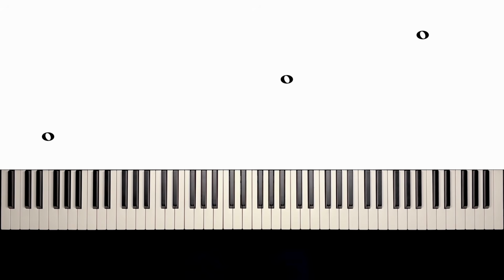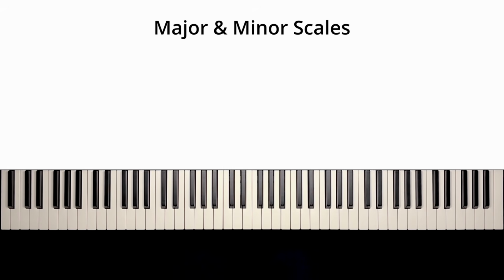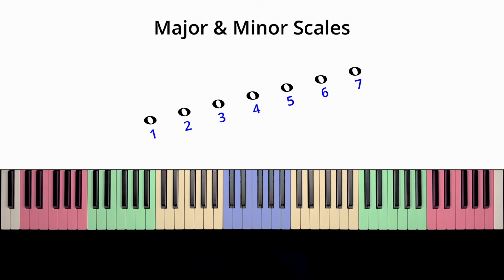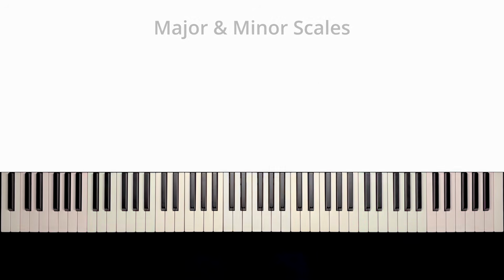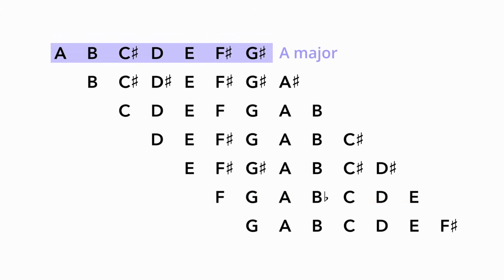The two most important scales we use in Western music, the major and minor scale, are so-called diatonic scales, which consist of 7 notes. This is why the piano has 7 white keys in each octave. And it's also why our musical alphabet has 7 letters. Each letter appears exactly once in any major or minor scale.